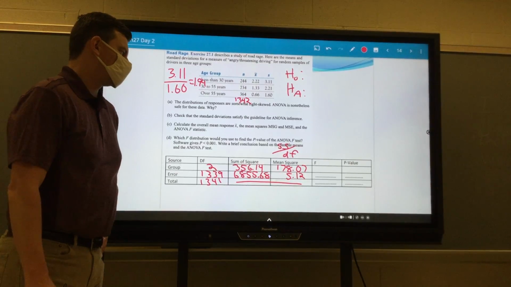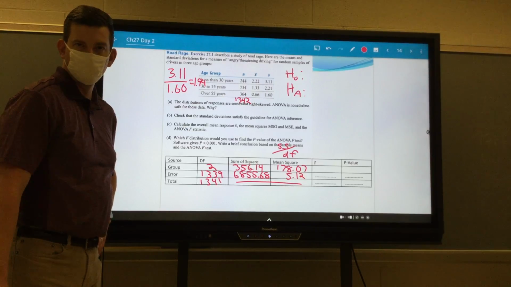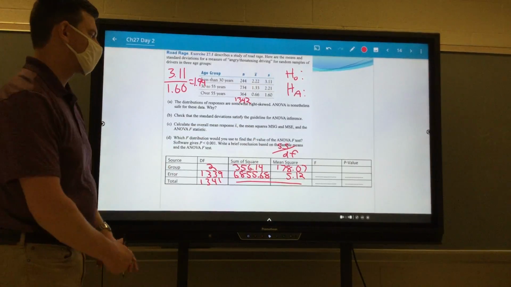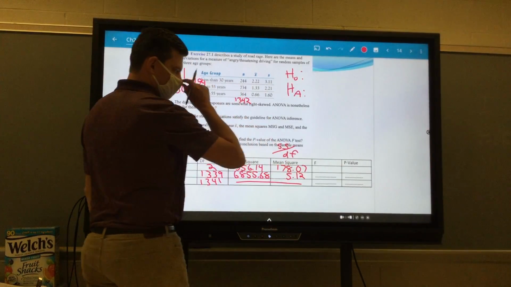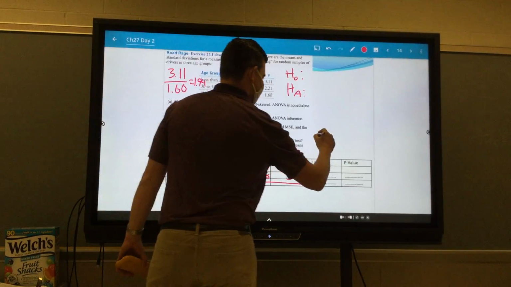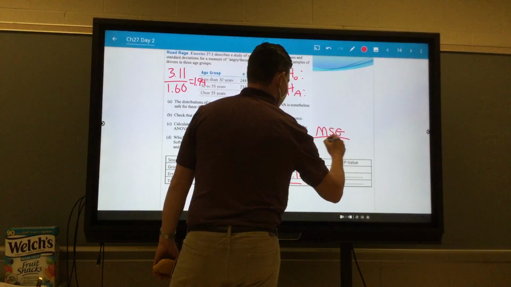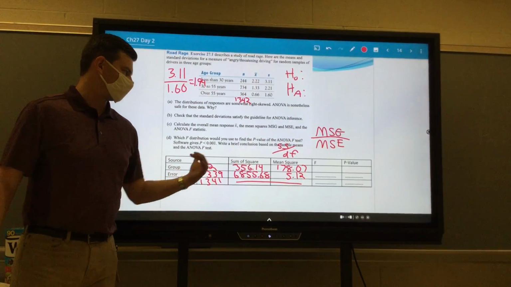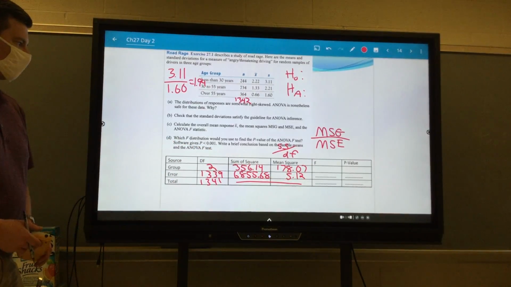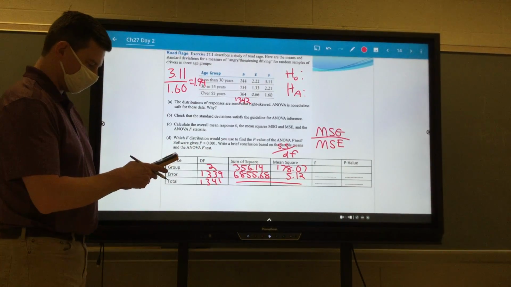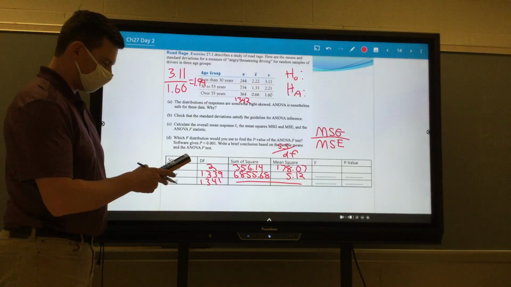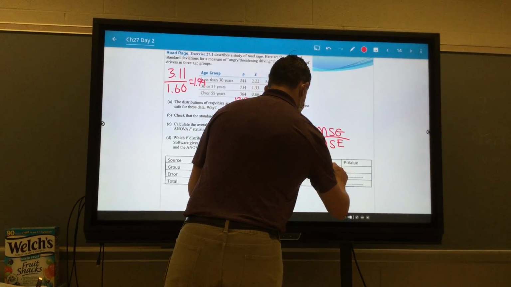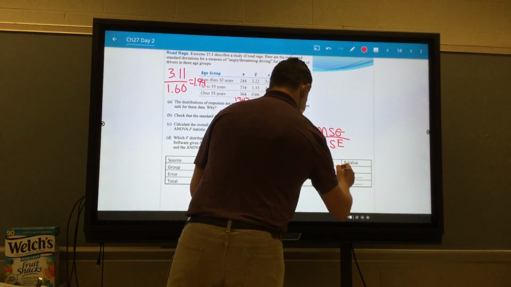All right, so any questions with what happened there? Okay, I know these numbers just appeared, but again, that's what you would have. Our F statistic is calculated by MSG over MSE. Our mean squares for the group divided by mean squares for the error. So in this case, 178.07 divided by 5.12. We're looking at an F statistic of about 34.78.